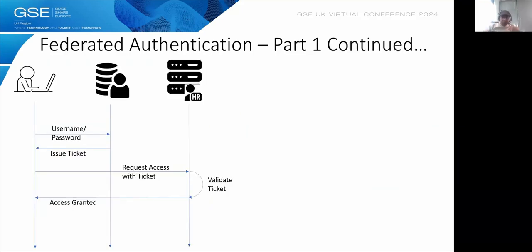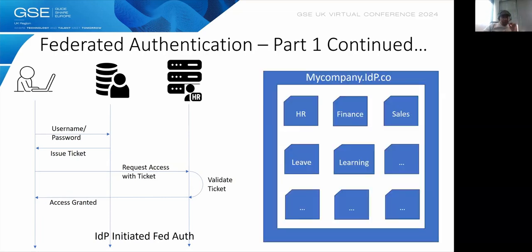Now, there's another variation of it, which is called IDP initiated federated authentication. And here, as I said earlier, you log into your IDP provider first. Once you've logged in, you are issued a ticket, and you use that ticket to access other applications within your landing page. So you can have a number of apps or enterprise apps, and you can access them using that ticket.